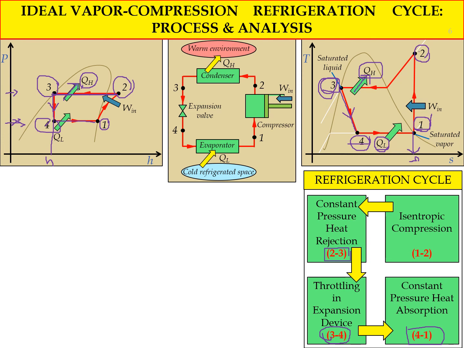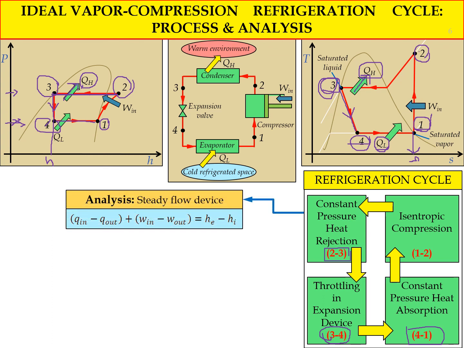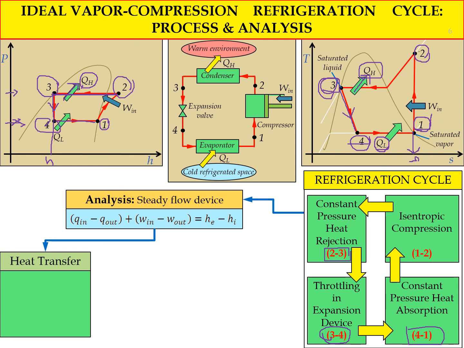And since this is a steady flow device process, the energy balance equation is, in the bracket, Q in minus Q out, plus, in the bracket, work in minus work out, and it is equal to enthalpy at the exit minus enthalpy at the inlet, he minus hi. Looking at the heat transfer analysis, we have a constant pressure heat absorption process, which is QL, and it is equal to H1 minus H4.